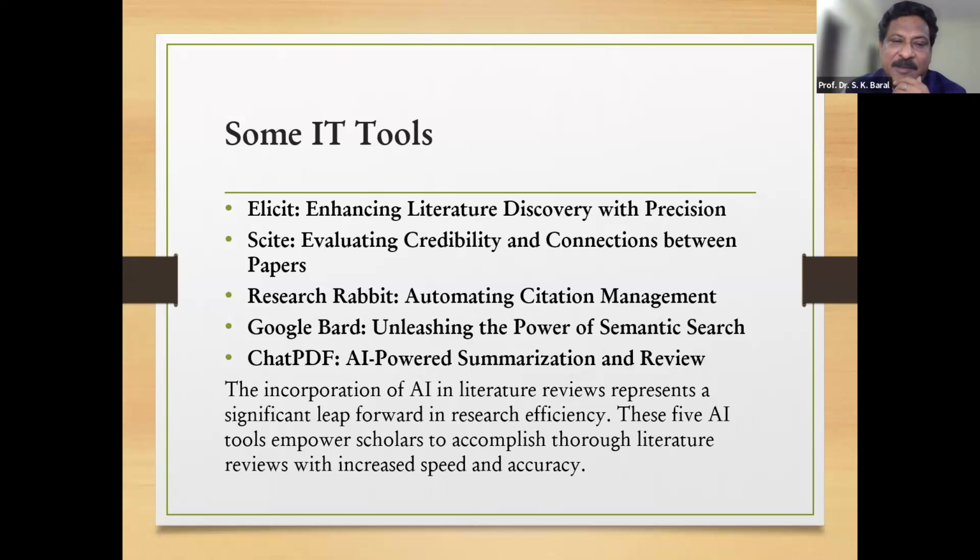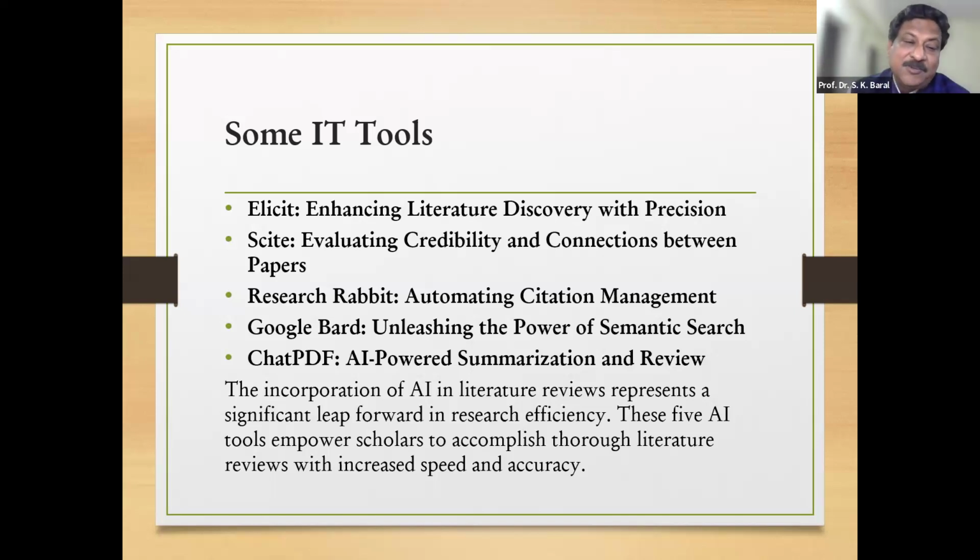And the next software is Research Rabbit. It is automating citation management. This artificial intelligence powered literature review tool automates the tedious task of citation management. You write something, you need to take the help of citation, and it will automatically be provided. You see, there are Zotero, Mendeley, EndNote. These make it easy to manage your references.